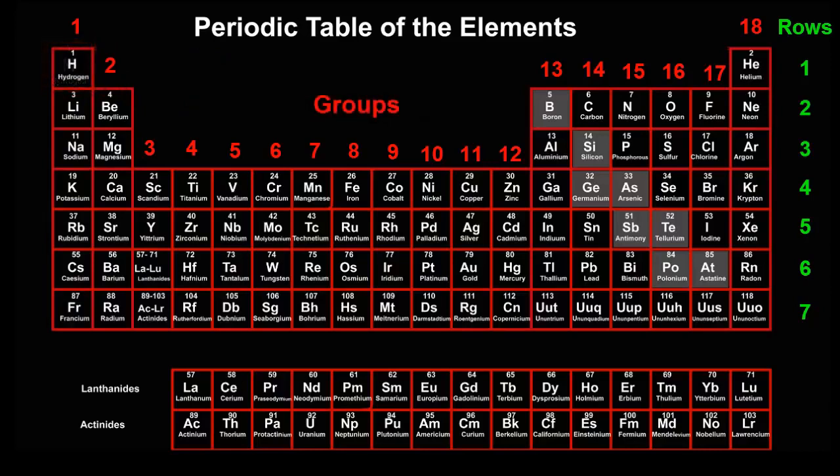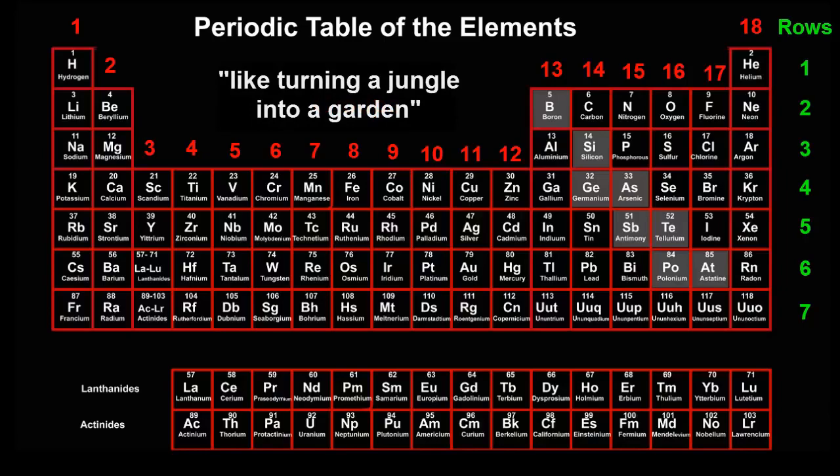The periodic table squeezes a lot of information into a small space. The English writer C.P. Snow said that the periodic table took all the jumbled facts about the elements and fitted them into a pattern, and it was like turning a jungle into a garden.